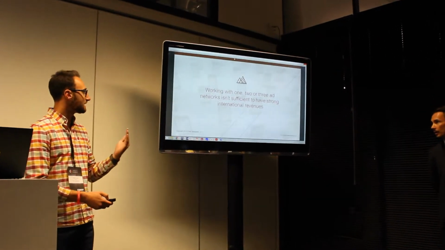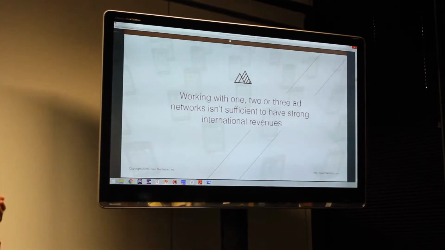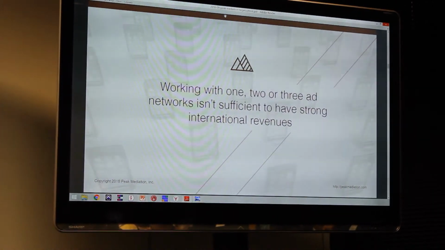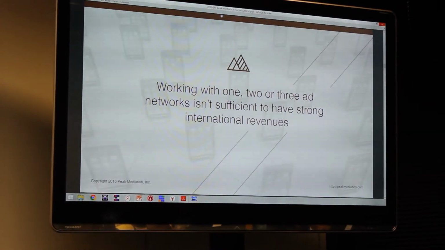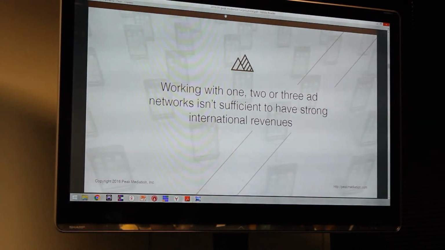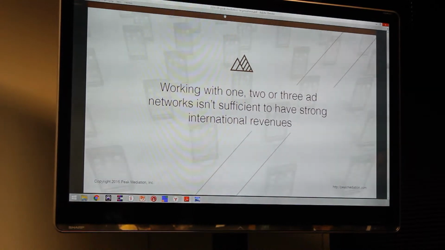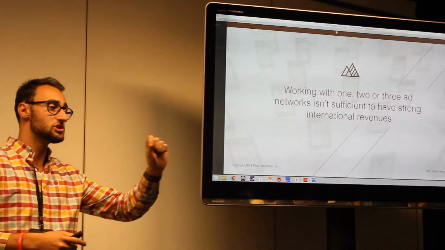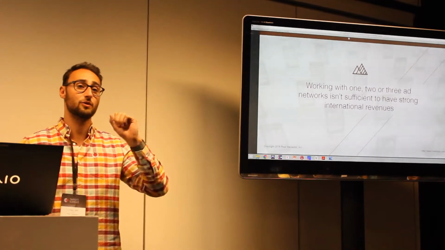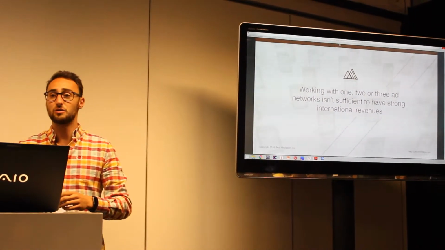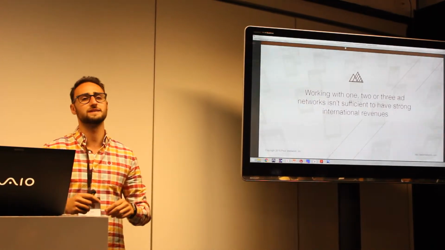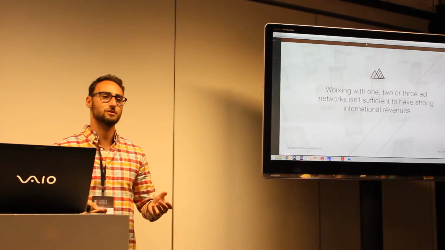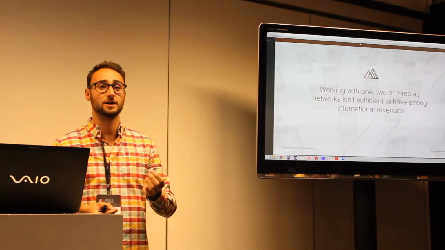So the key is, again, 1, 2, 3 ad networks, it's just not enough. We live in an international world. You build an app here in Russia or you build an app in the US, people use it all over the world. And you can't expect one ad network is going to perform well everywhere. You need to have that diversity. You need to have your Chinese ad network, your American ad network, your European ad network, maybe one that just does banners and one that does native, some video ad networks. You need lots and lots and lots of ad networks to effectively maximize your revenues.